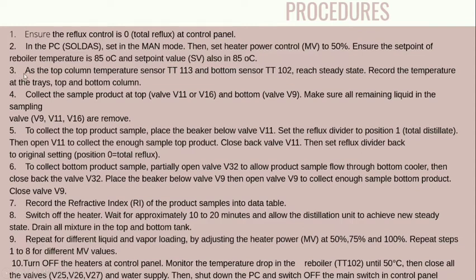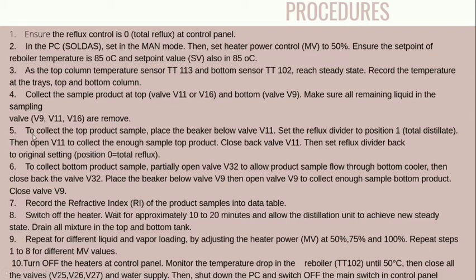Number 3, as the top column temperature sensor TT113 and bottom sensor TT102 reach steady state, record the temperature at the trace at the top and the bottom column. Number 4, collect the sample product at top valve V11 or V16 and also at the bottom, which is at valve V9. Make sure all the remaining liquid in the sampling valves V9, V11 and V16 are removed.